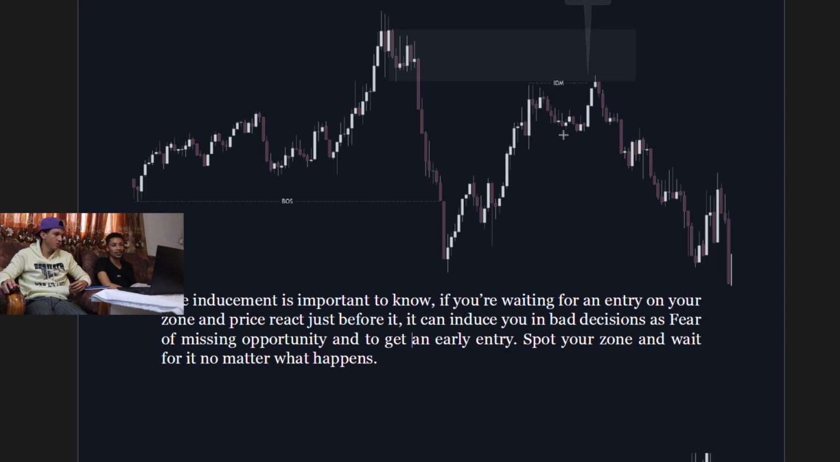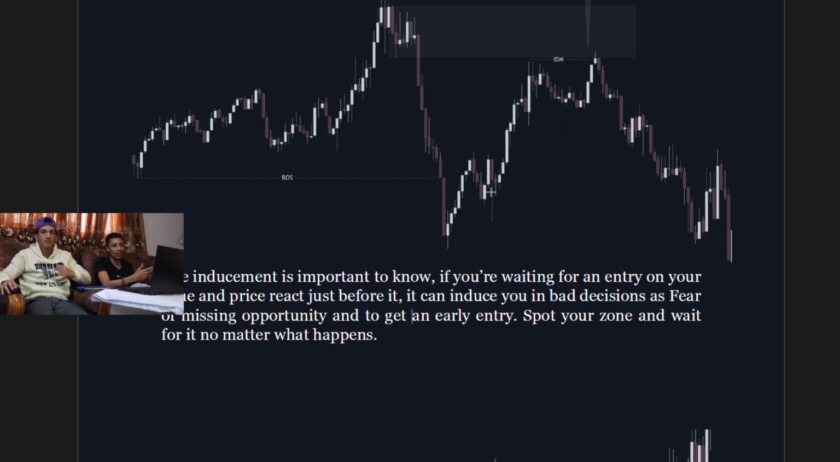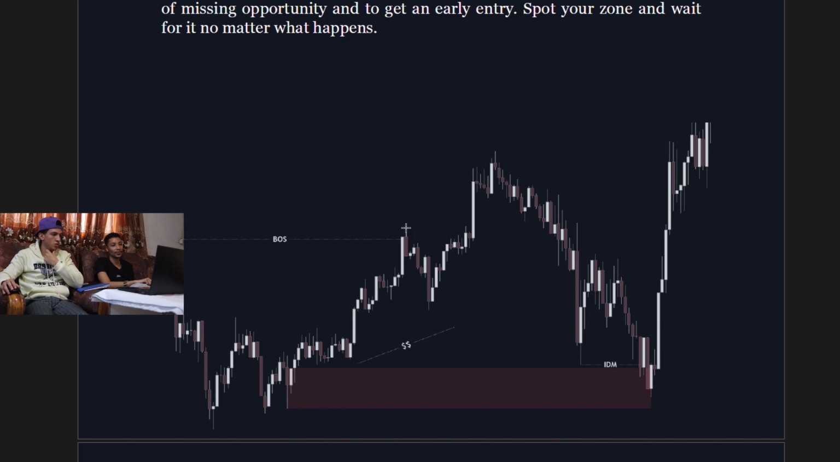So this is where it induces you. You might try to come in early on a trade and then end up losing, or maybe you could have gained more. Okay, so this is inducement in the opposite direction.